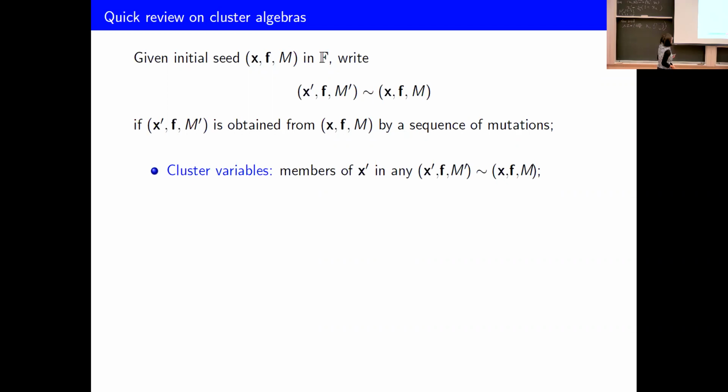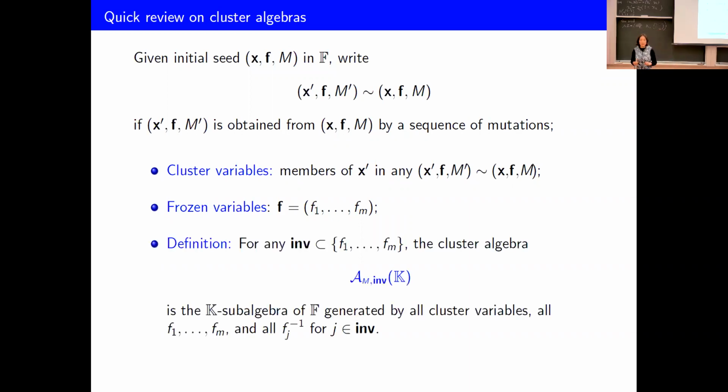What are called cluster variables? Any of the new functions you get by mutating is called a cluster variable. Originally x1 through xn are your initial cluster variables. You mutate in all possible directions, and the new functions you get are called cluster variables. Then the f's are staying there. They are frozen, they are always there, and they are called frozen variables.